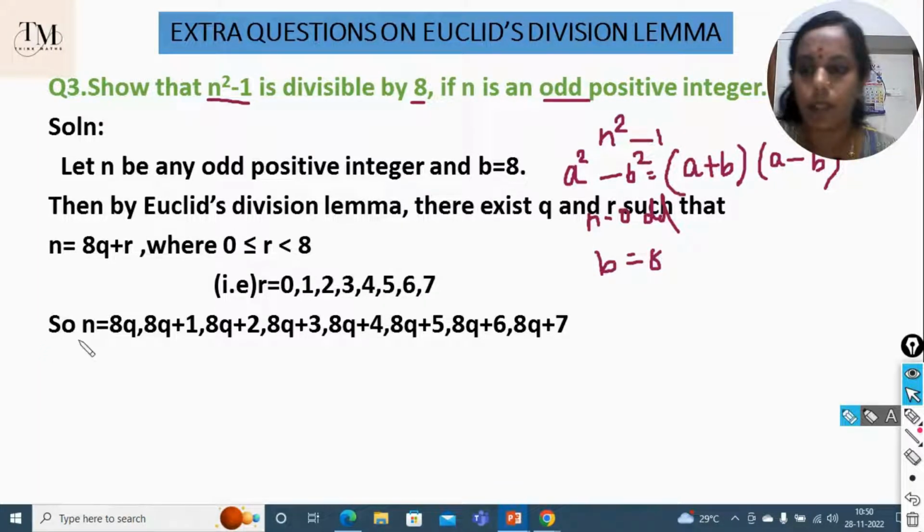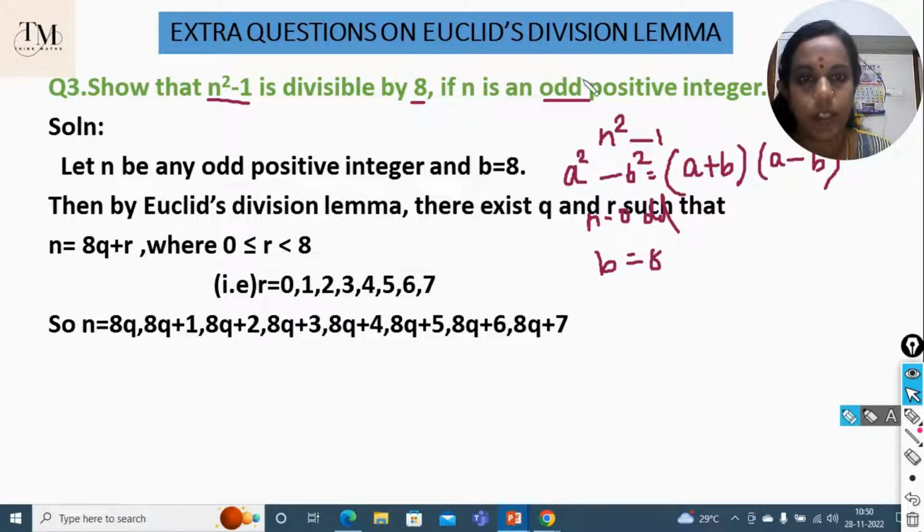So n is equal to 8q when r is equal to 0, and when r is equal to 1, n is equal to 8q plus 1. In the same way, n is equal to 8q plus 2, 8q plus 3, 8q plus 4, 8q plus 5, 8q plus 6 and 8q plus 7.